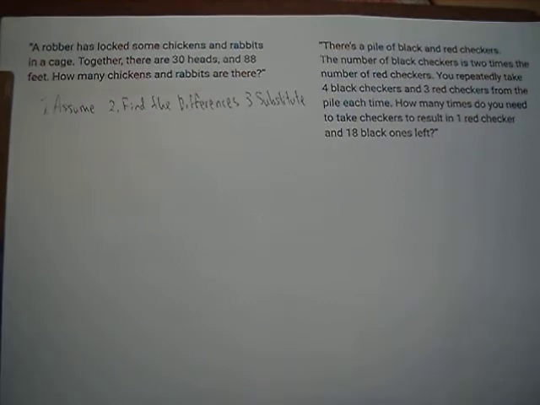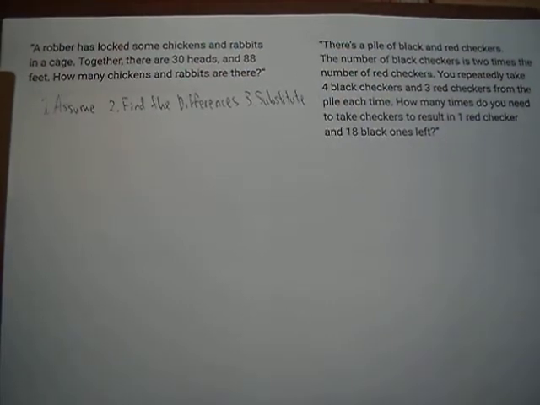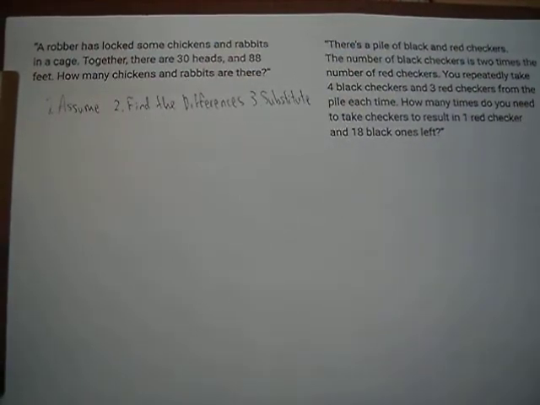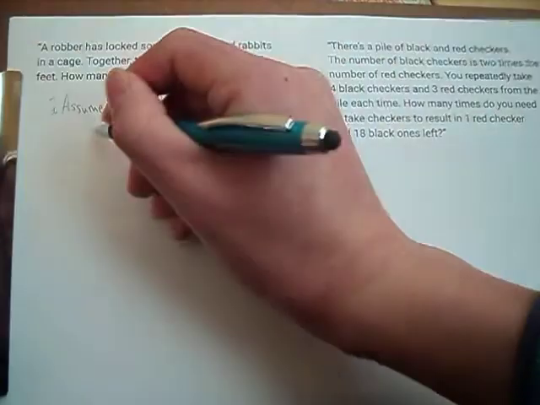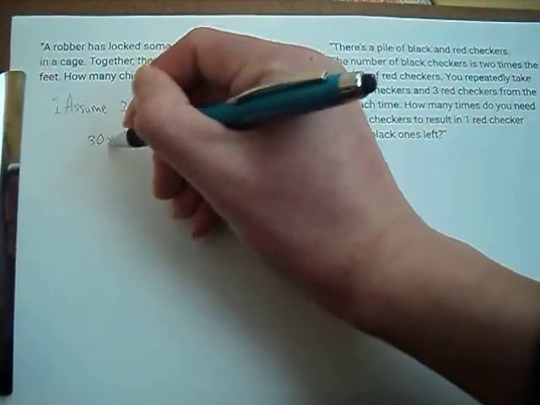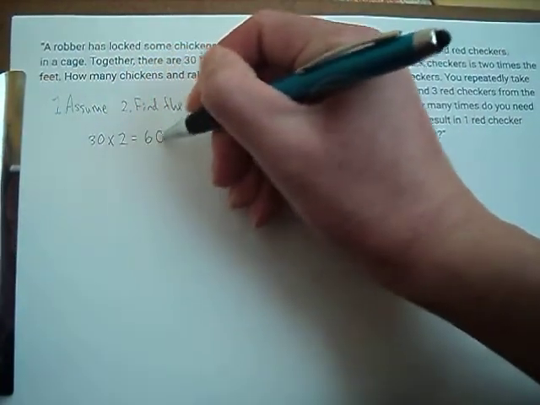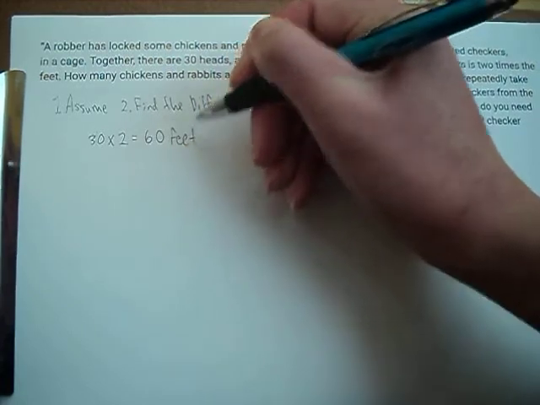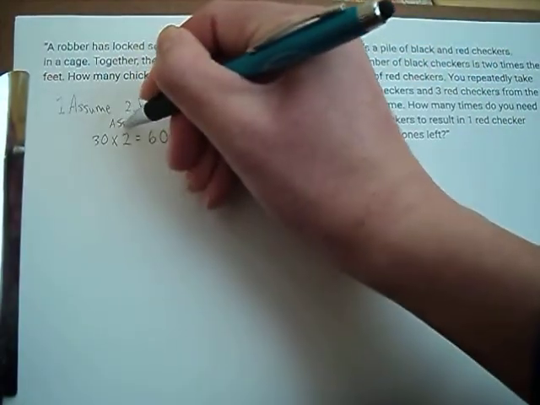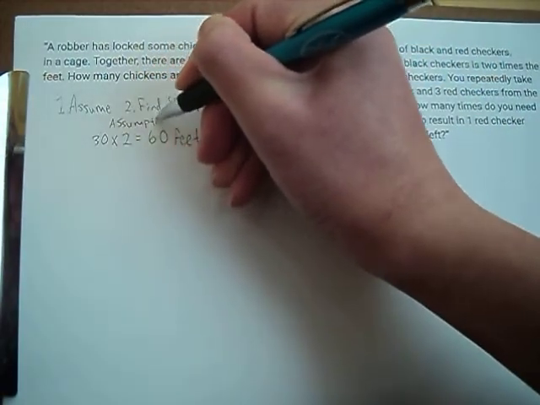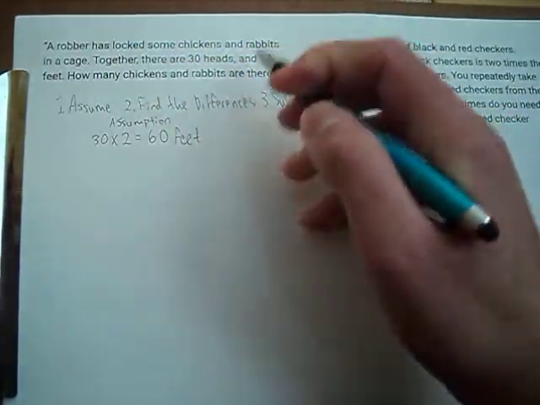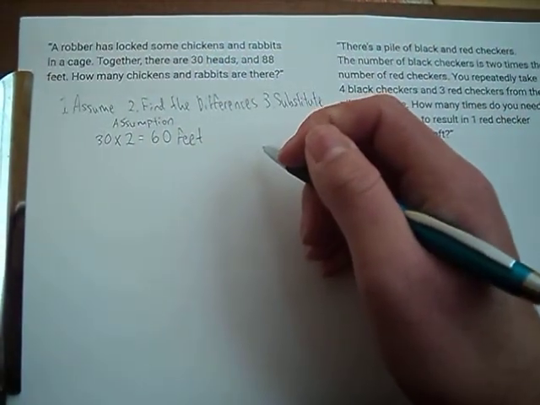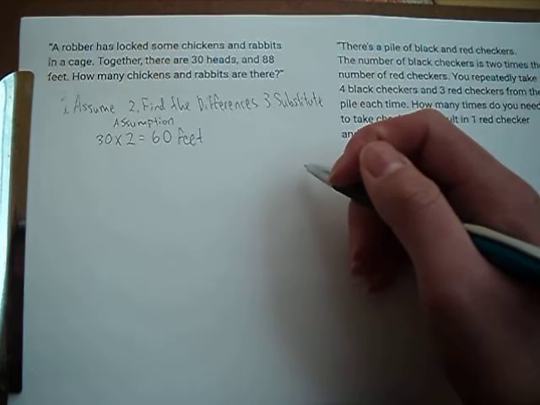So it's asking for how many chickens and rabbits there are. We're going to assume that all of the heads are chickens. Now, all chickens have 2 feet. So 30 heads times 2 would give us 60 feet. Now this is our assumption, which is different from the actual question. So we're assuming that if they're all chickens, there'd be 60 feet.